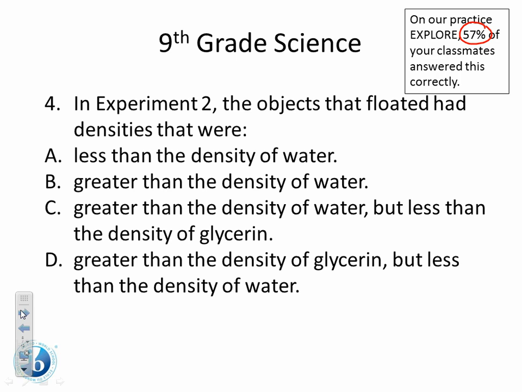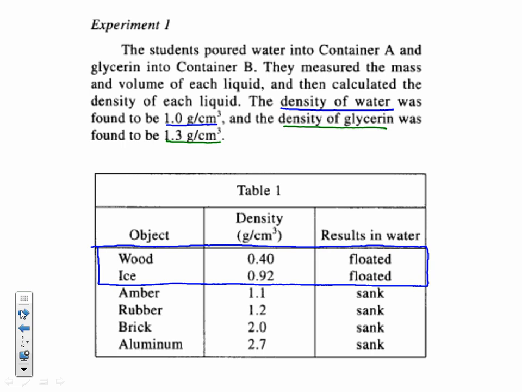For question number 4, 57% of your classmates answered this question correctly. For this question, we need to determine how the objects in experiment 2 compare to the densities of water and glycerin. In experiment 1, it states that the density of water is 1 gram per centimeter cubed, and the density of glycerin is 1.3 grams per centimeter cubed.